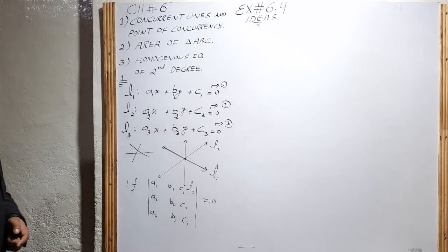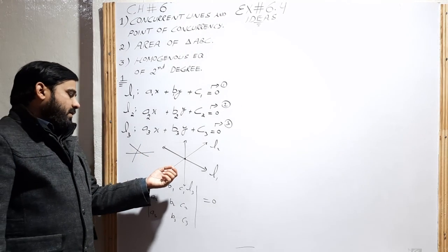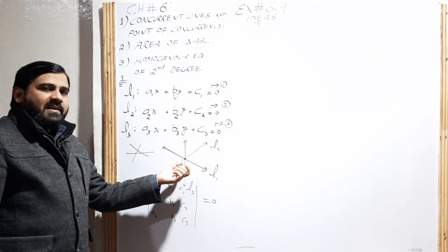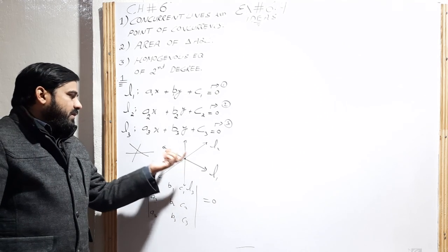this is equation number 2 and this is equation number 3. So simple, if the lines are concurrent, then there is a point of concurrency, and concurrent lines mean the lines pass through a single point.